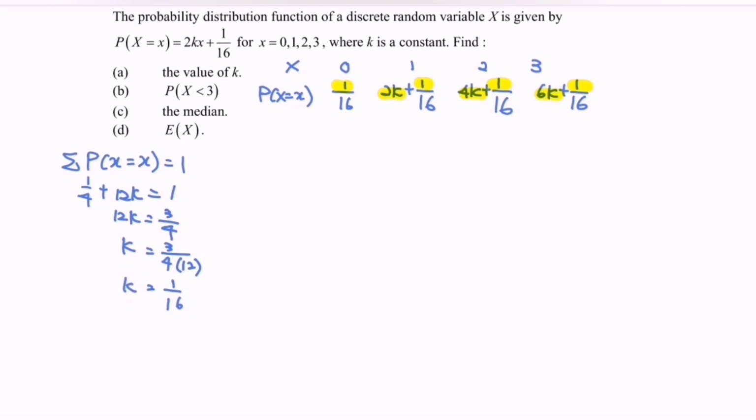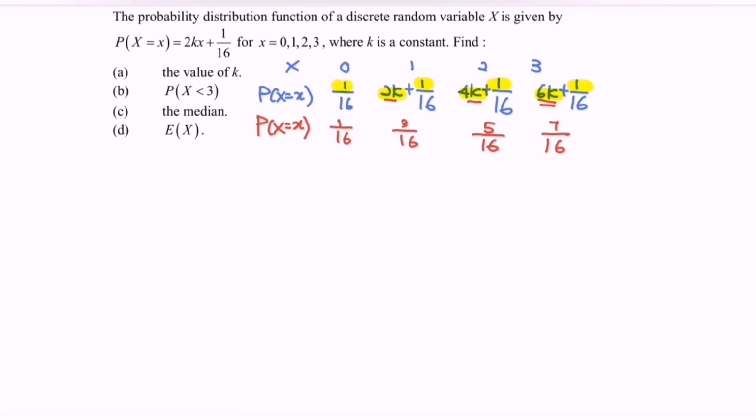So kindly substitute the value into the table. The probability, where we have 1 over 16. Continue. 2 over 16 plus 1 over 16, so we will have 3 over 16. Next, we have 4 over 16 plus 1 over 16, where we have 5 over 16. 6 over 16 plus 1 over 16, and we will have 7 over 16.